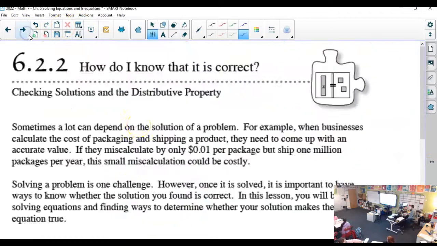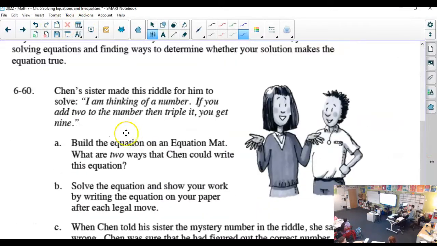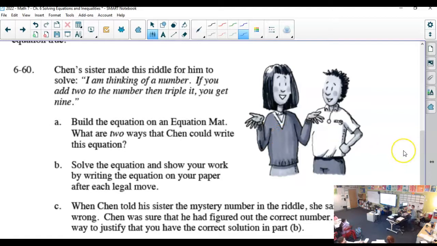So I got one of those for you. Chen's sister says, I bet I can do a magic trick. Chen says, I don't believe in magic. But his sister says, nah, do this with me. I'm thinking of a number. Okay, do we know what her number is? No. What would we call that? X. This is on your paper. Sorry, I should have said that.